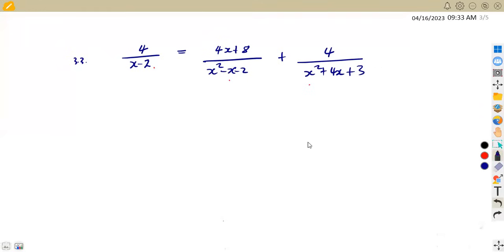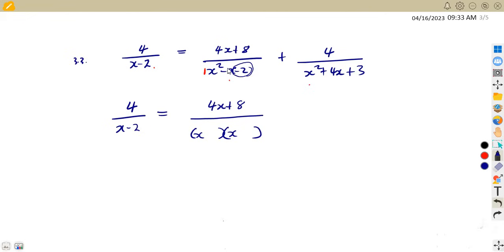Okay, so let's see. 4 over x minus 2, there's nothing that we can do so far, but on the right hand side we can try to combine 4x plus 8. Then we can factorize our denominators. The coefficient of x squared is 1, so we can have our two brackets of x and x here. We need factors of -2 that when we add give us -1. So that's -2 and +1, which is going to give us -1.